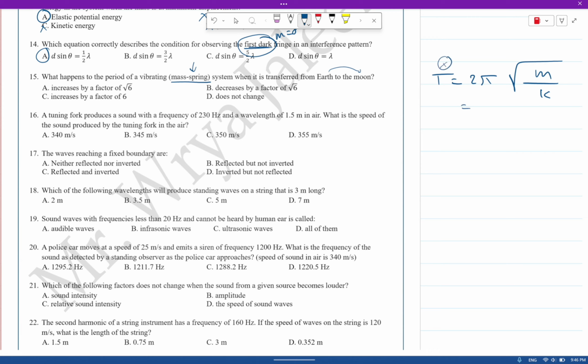So does it increase? No. Decrease? No. Increase by this factor? No. It does not change.